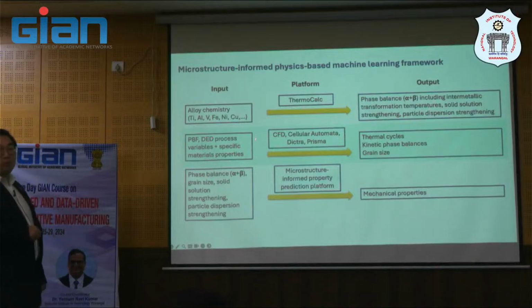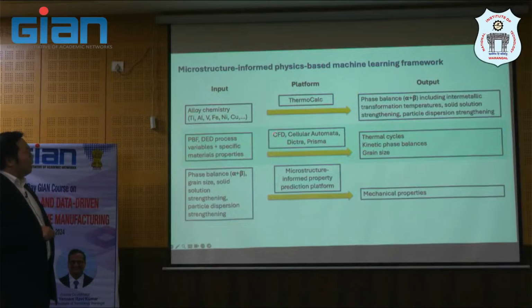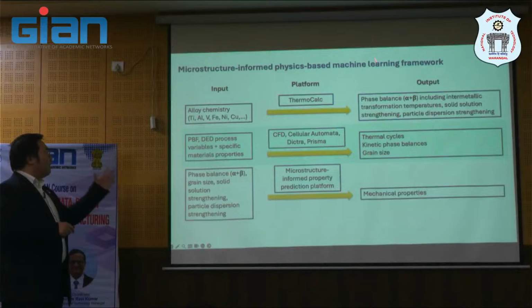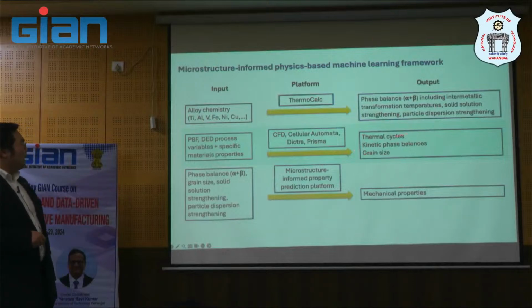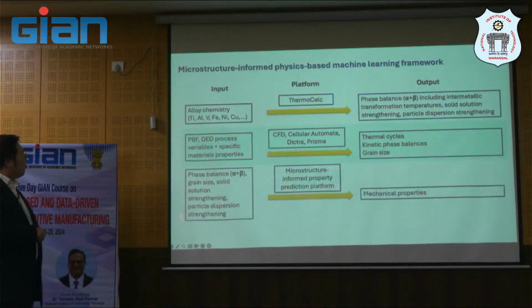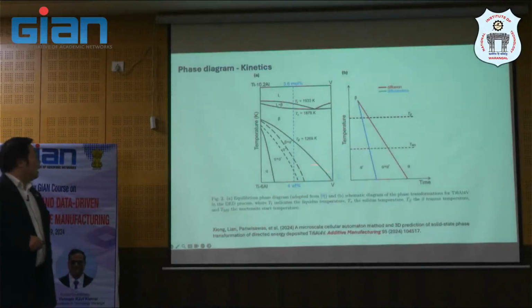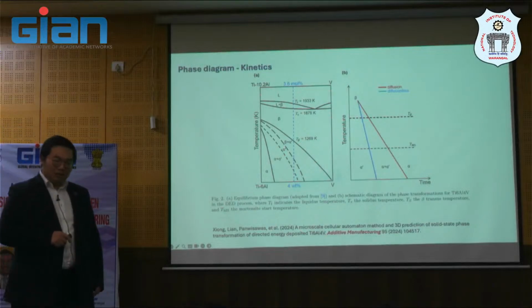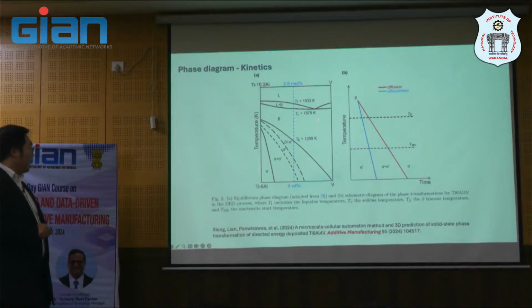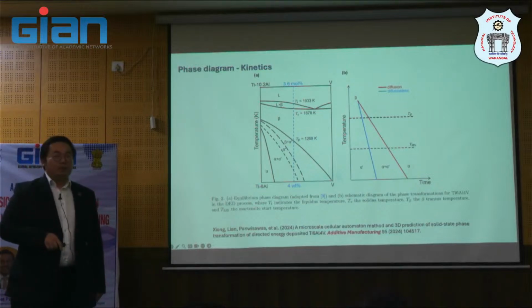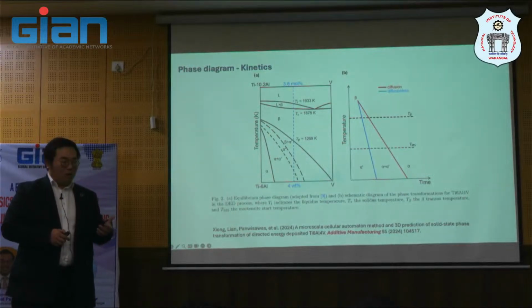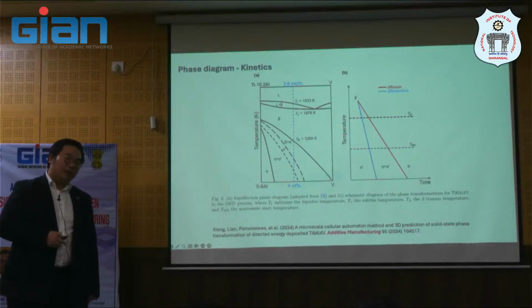And then we input the process variable, whether you use PBF or DED, and then try to use a number of platforms, CFD, CA, DICTRA, Prisma, to calculate the thermal cycle kinetics and then the microstructure information. And after that, you use this microstructure information, everything you have as an input, in the property prediction platform for mechanical properties. And that has to take into account the fact that this process is so kinetic. So we need to understand how different it is from what we may anticipate from the process before. For example, what we talked about before, the freezing range or the change in the solute segregation will be considered.